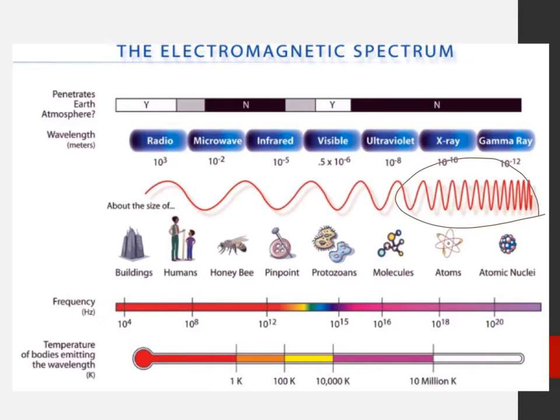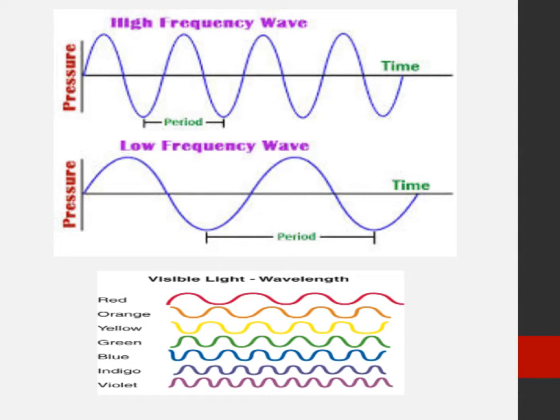So radio waves are about the size of buildings, that type of thing, where gamma rays are about the size of atomic nuclei, and they give you frequency and then temperature of bodies emitting the wavelength. This picture shows you the difference between different types of frequency waves when pressure is constant, and it also shows you how those waves and frequency match up with the visible light spectra.